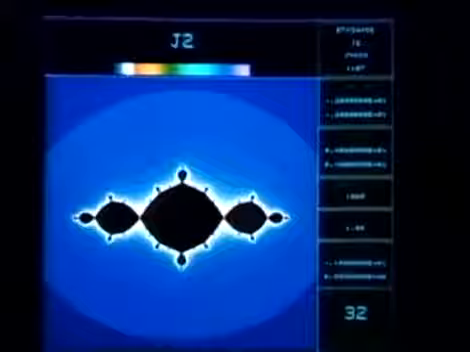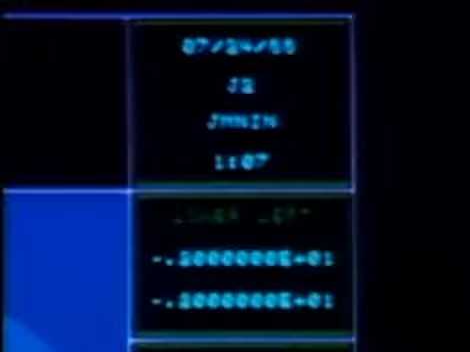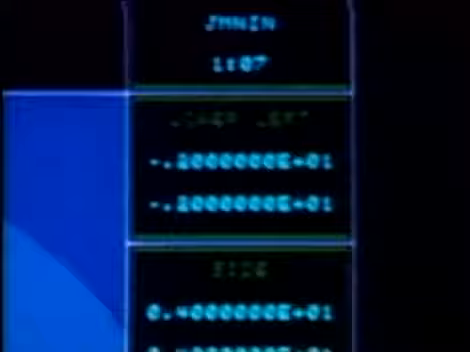The name of this slide is J2, and in the right-hand column above J2, you see the date on which the picture was produced, JMNIN, the name of the program which produced it, 1 minute and 7 seconds, the time that the supercomputer took to compute it. Then you see the lower left-hand corner. You see a minus 0.2 E01. That should be read as minus 0.2 times 10 to the 1. In other words, minus 2.